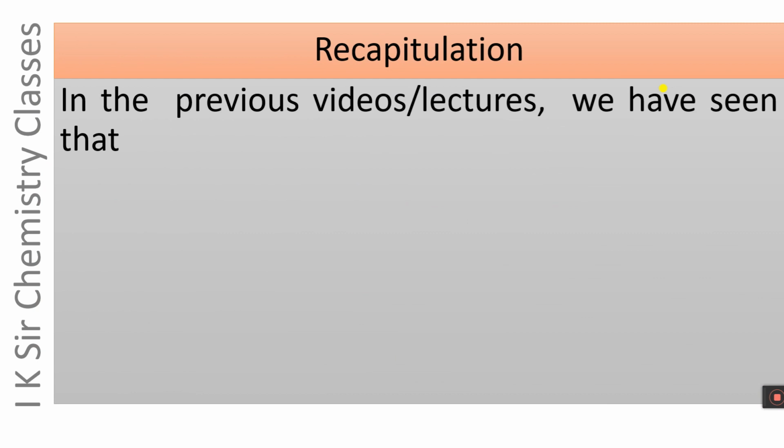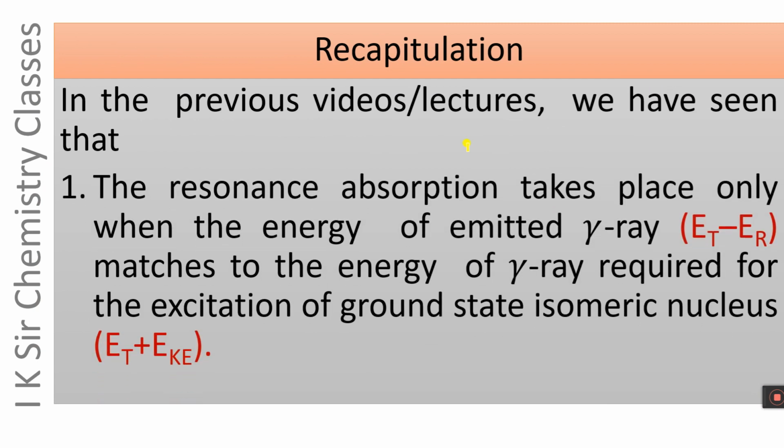In the previous videos, we have seen that resonance absorption takes place only when the energy of the emitted gamma ray, that is ET minus ER, matches the energy of the gamma ray required for the excitation of the ground state isomeric nucleus, that is ET plus EKE, where ET is transition energy, ER is recoil energy, and EKE is kinetic energy. The resonance absorption will take place when these two energy terms match with each other.